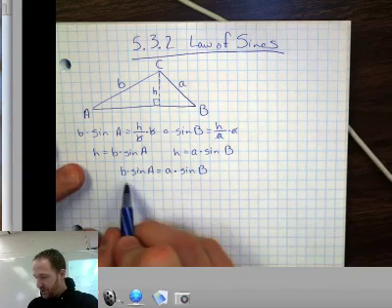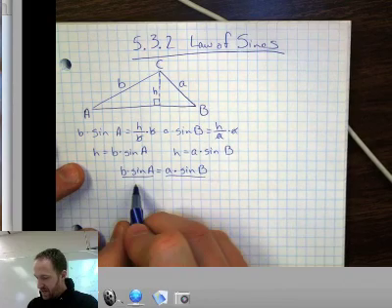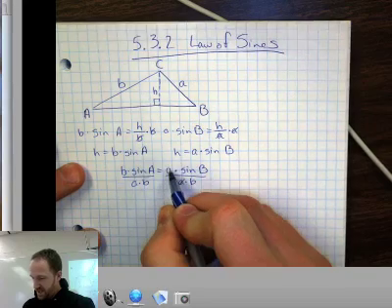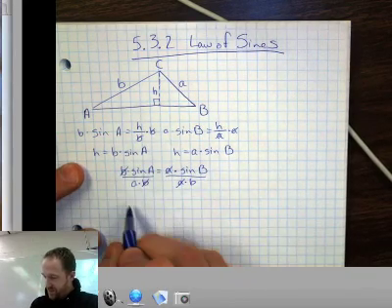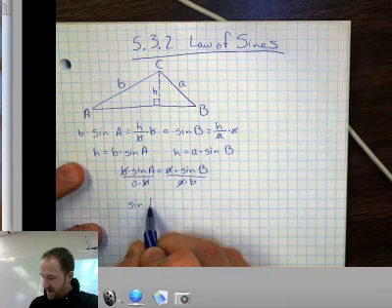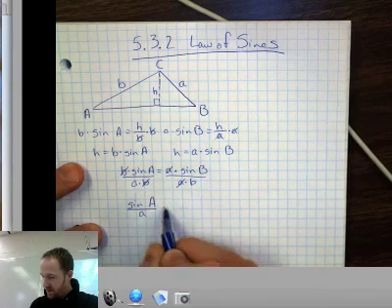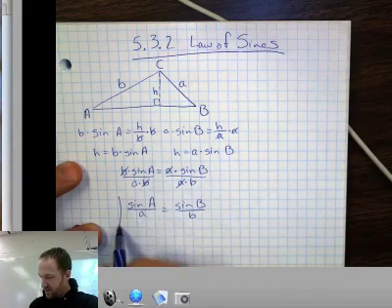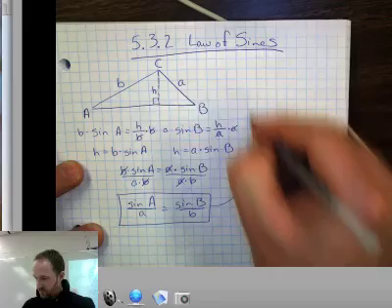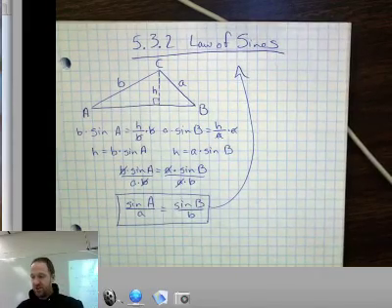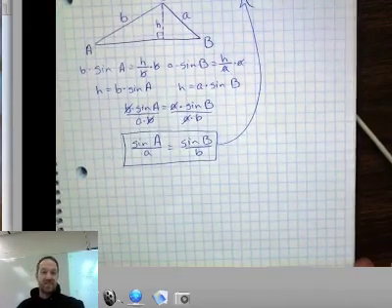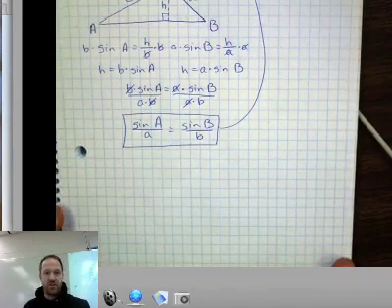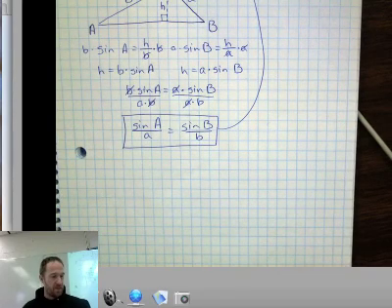Now, I'm going to divide both sides here by little a, little b. And those a's cancel, these b's cancel. And what we get is sine of A over little a equals sine of B over big B. And this is the law of sines. And we can use this equation to find missing sides in triangles, whether they're right or not. Actually, this does work for right triangles. It works for triangles that are not right as well.